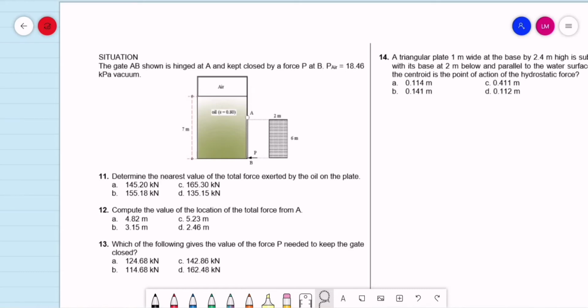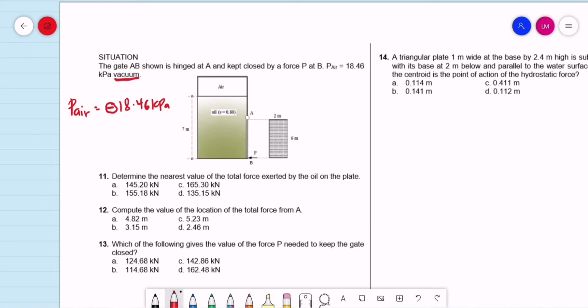Okay, dito naman tayo sa problem 11 to 13. Gate AB shown is hinged at A and kept closed by a force P at B. The pressure of the air is 18.46 kilopascals vacuum. So when it comes to vacuum pressure, yung pressure ng air na given dyan is equal to 18.46 kilopascals. So again, when it comes to vacuum pressure, it should be negative. So that is a negative pressure.